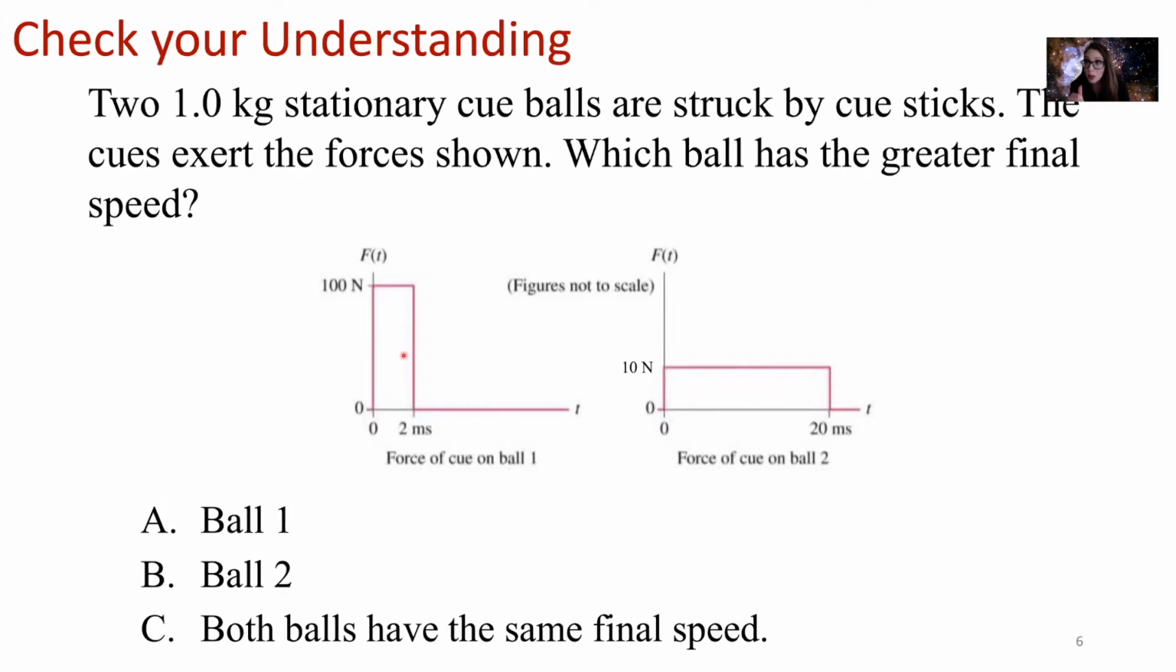That has to equal your change in momentum. Our change in momentum is going to be the mass of the object, which doesn't change, times your final velocity minus your initial velocity. So with that in mind, which one of these two cue balls had the greater final speed? Was it our first ball here, our second ball, or are they both the same speed?